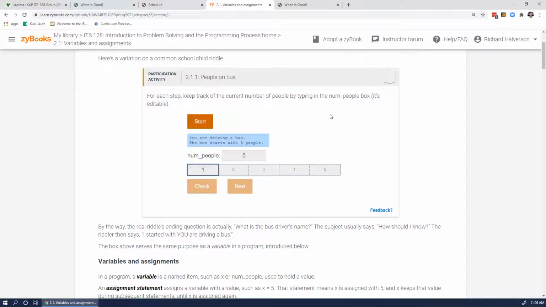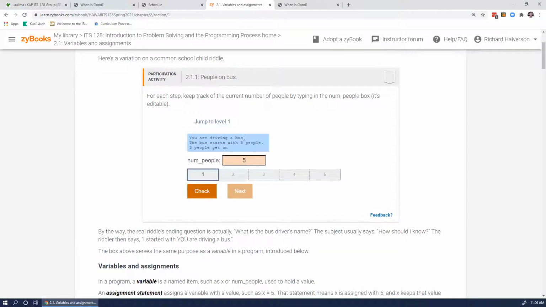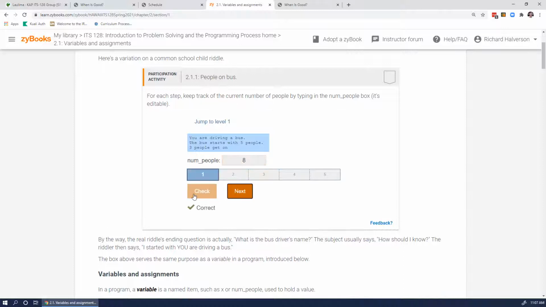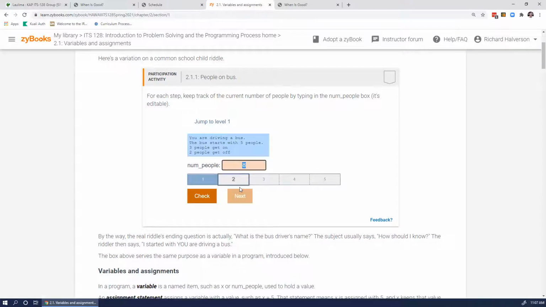Notice up here on the right, this thing is empty, and that means you haven't gotten any points yet. So if you click on start here, you're driving the bus, and it starts with 5 people, and then 3 people get in. What's num_people now? Well, I guess num_people must be like 8 or something. I don't know if I'm doing this right. Correct. Okay, what's next?